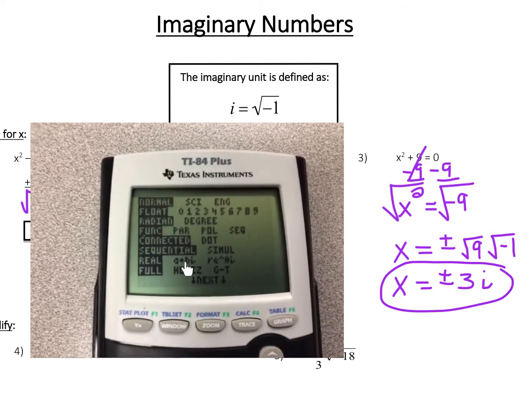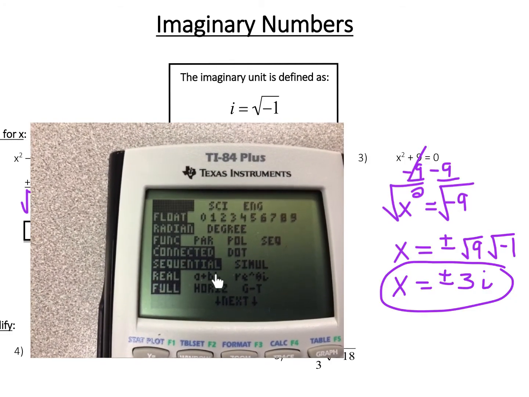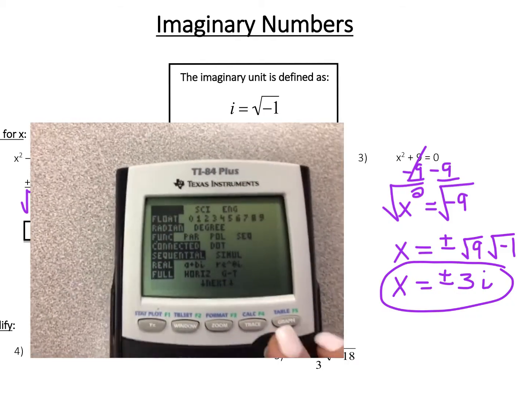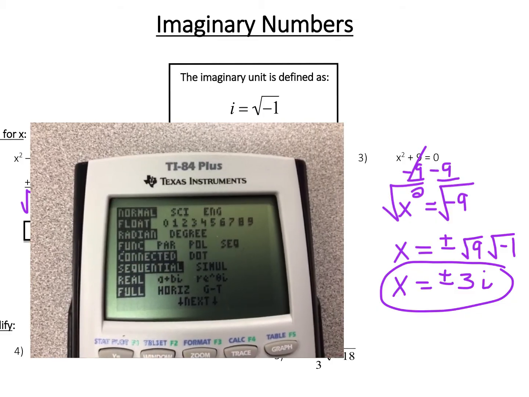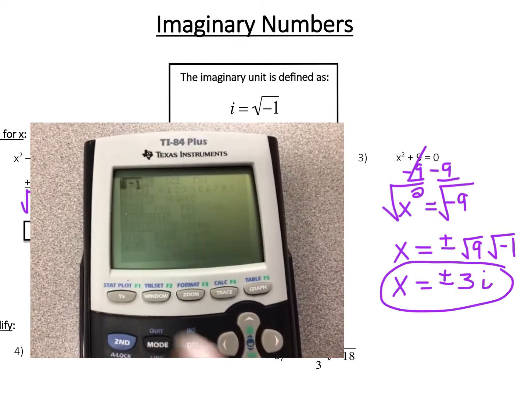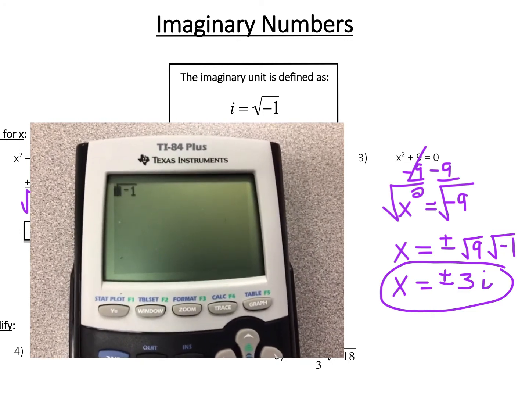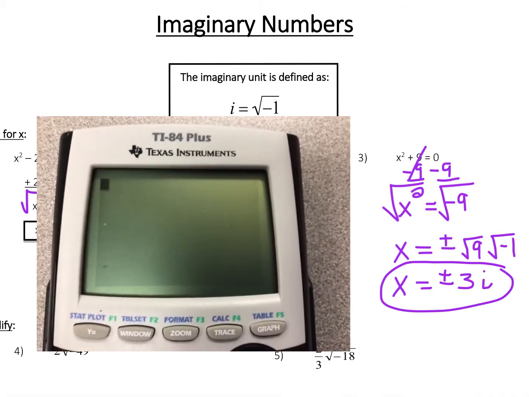If I change over here, it's hard to see, but see that little i? It says a plus bi form. This i allows your calculator to take into consideration imaginary numbers. So I'm going to hit enter on that. And then, when I clear out of here, watch what happens. The square root of negative 1 is i. So there we go.